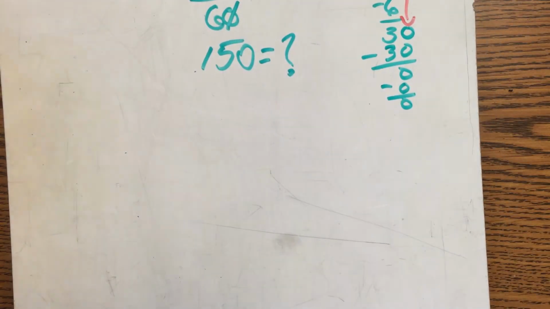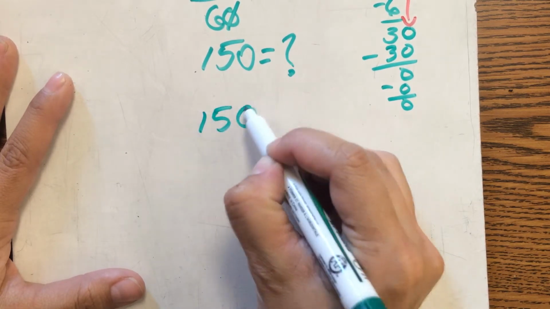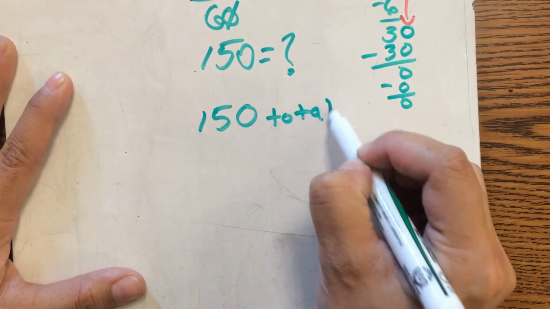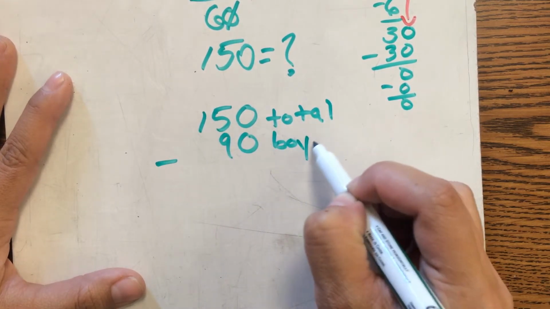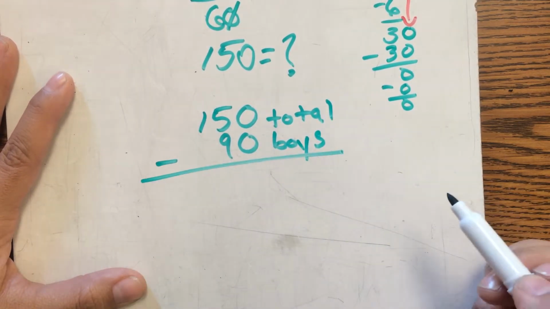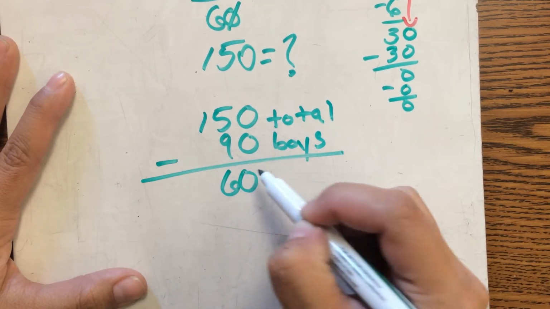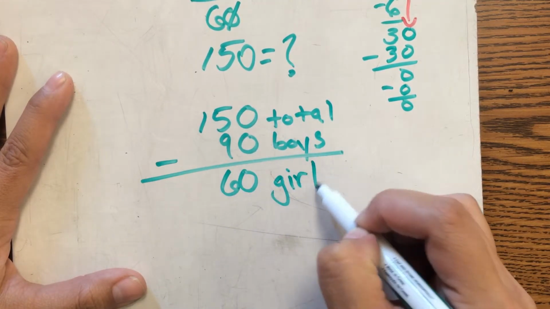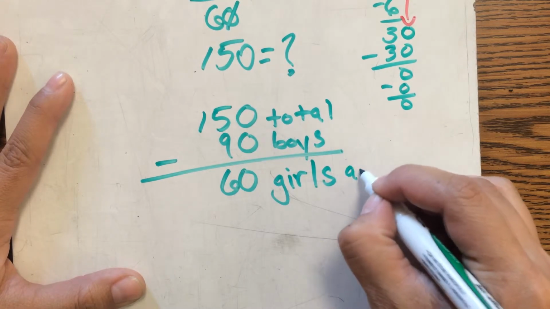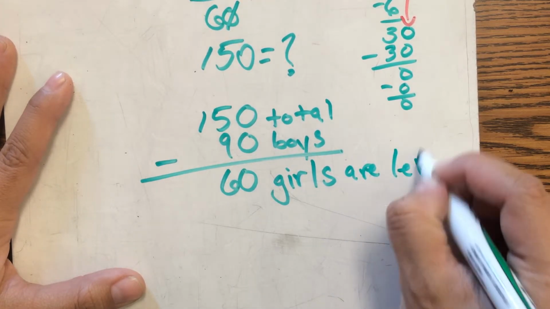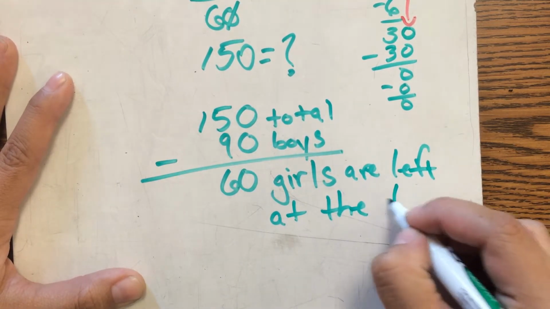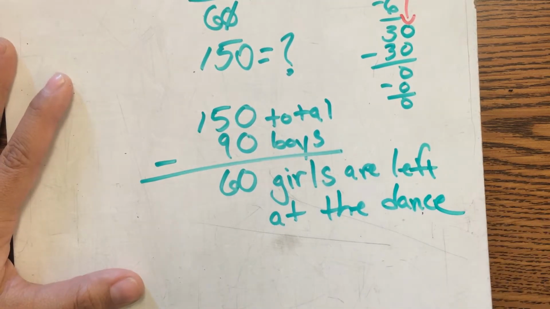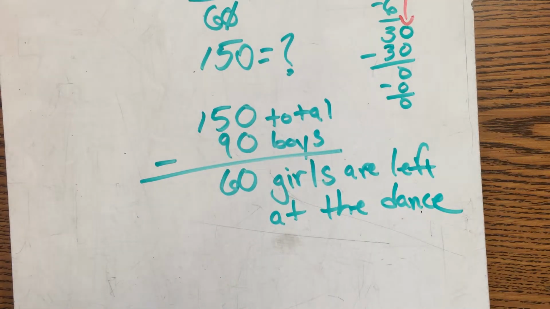How do I figure out girls from that? 150 total people minus 90 boys equals 60 girls are left at the dance. Here's your final answer.